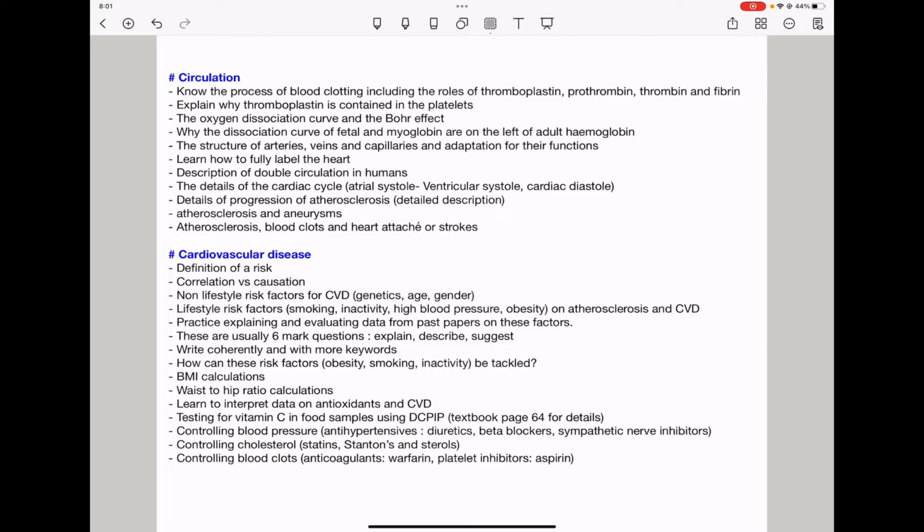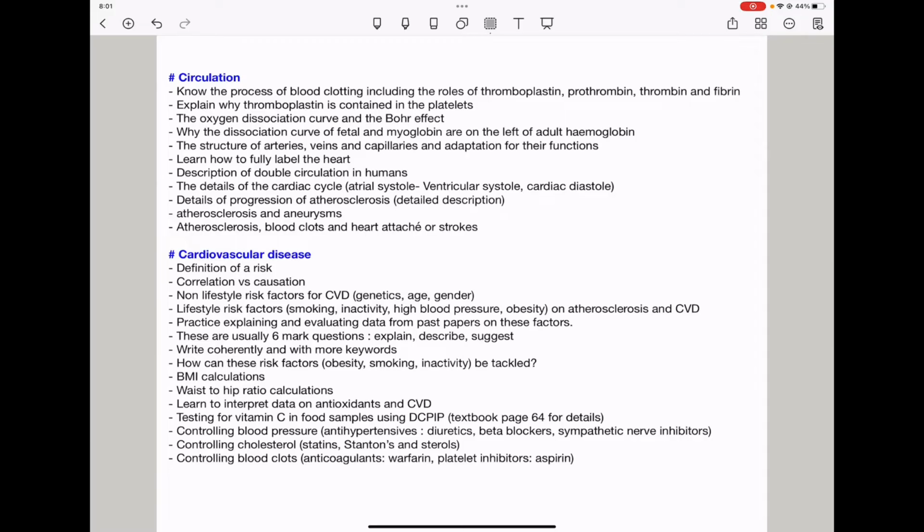We need to know about the structure of arteries, veins, and capillaries, and how these are adapted to perform their function. An example, why do veins have valves? Why do arteries have smaller lumens? You need to know why those are the way they are.